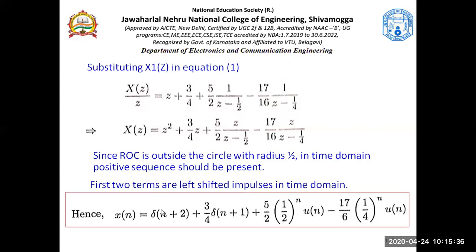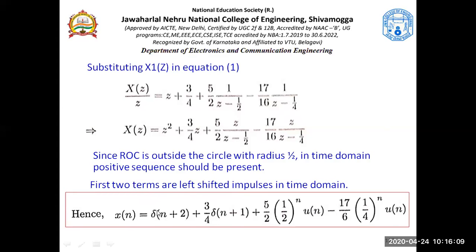This is delta of n plus 2. This is 3/4 times delta of n plus 1. Now here we need to associate the positive time sequence. What is the positive time sequence associated with this in time domain? This is 5/2 times (1/2)^n u[n]. Here it is (1/4)^n u[n] along with this 17/16. So this is your inverse z transform. So this is in time domain. The z domain term was given, and from that we obtained the time domain sequence.